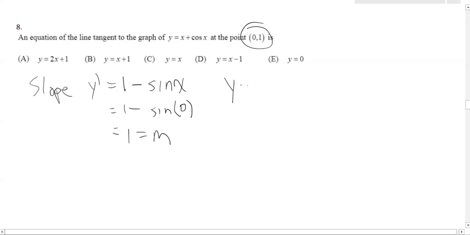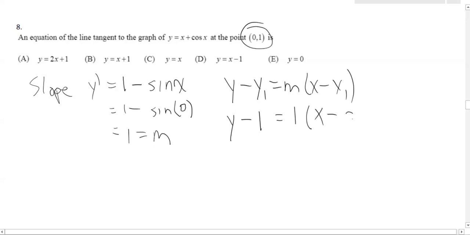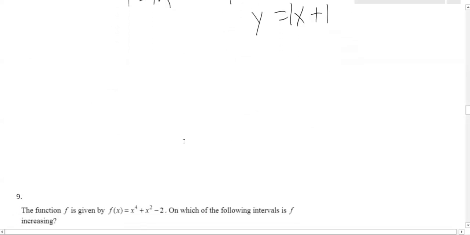So remember, y minus y1 equals the slope times x minus x1. So y minus 1 equals the slope 1 times x minus x1, which is 0. This point here is our x1, y1. So you have y equals 1x plus 1. All right, that's going to be choice B right there. Okie doke. That's all we got to do for that one.